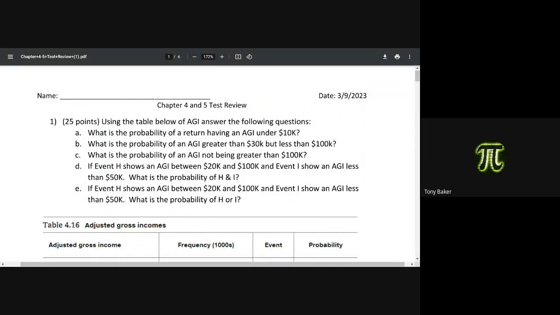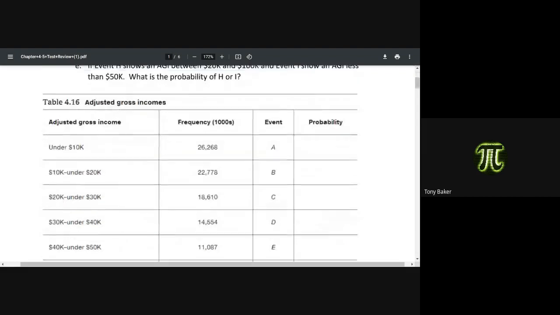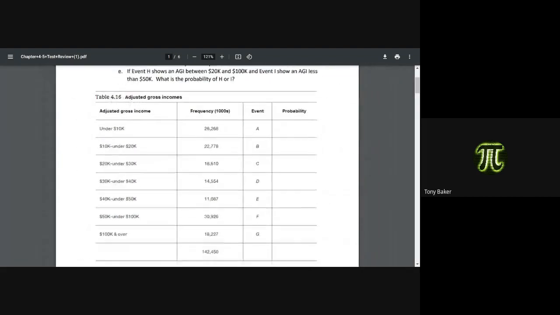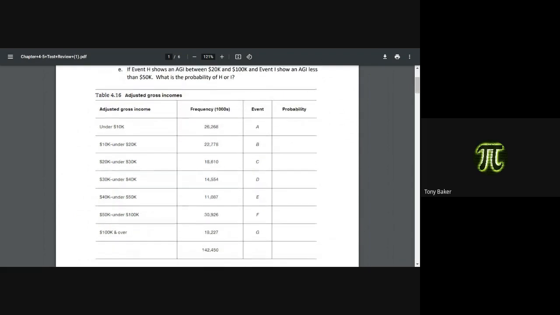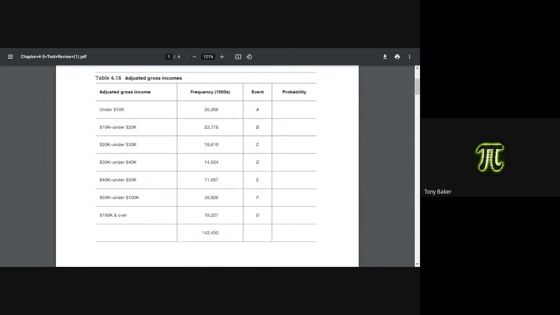So this is the question. It says use the table below of AGI to answer the following questions. What's the probability of returning having under 10,000? And there's a bunch of basic questions on this one from that. You'll then have the table of values next to it. Now, what I would, again, just like the last problem, for showing your work, fill in the probability for each one and then answer the questions. Okay?